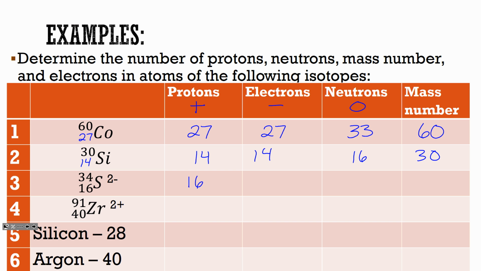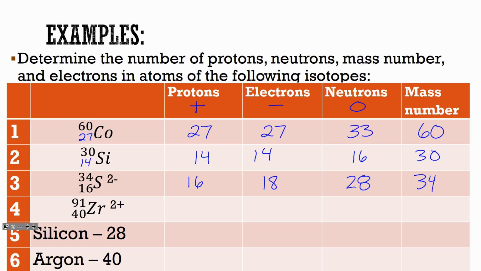So if I'm ending up with a -2 charge, then I have 2 more electrons than the protons. So I'm going to have 18 here. I'm still going to take my mass number, which is 34, minus 16. So that would be, what, 18? I'm doing this in my head, so I'm hoping that's correct.